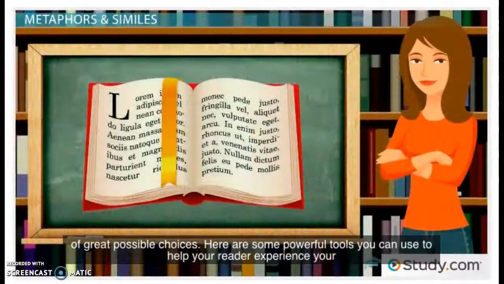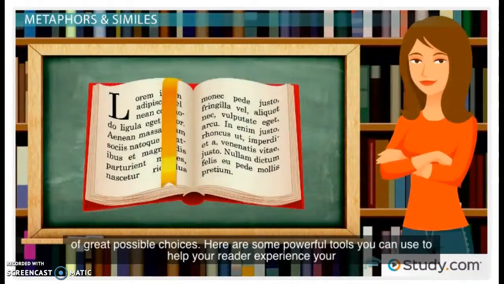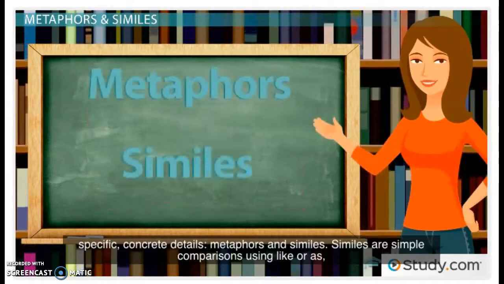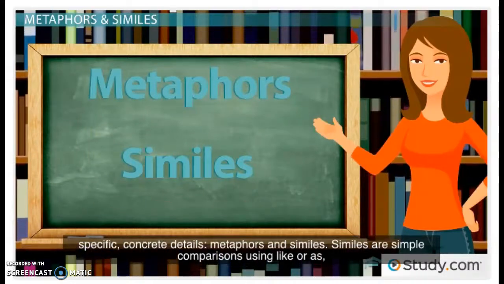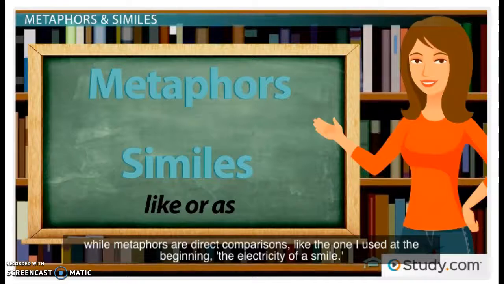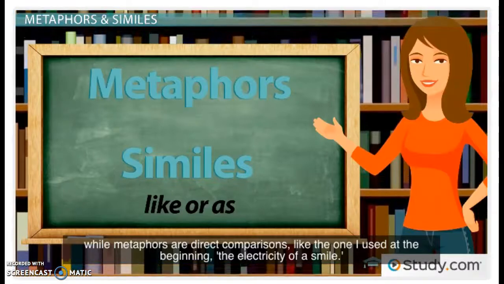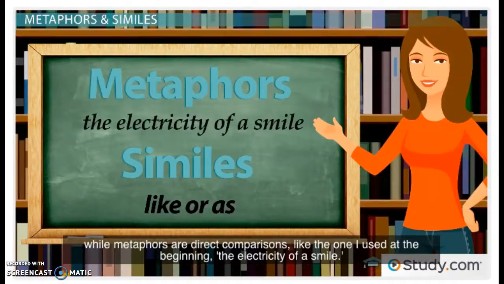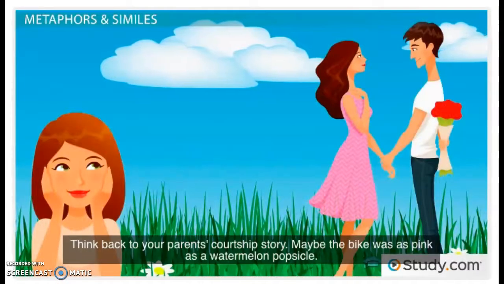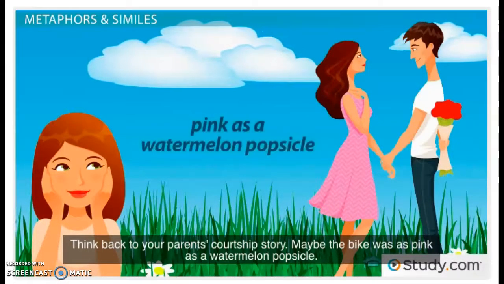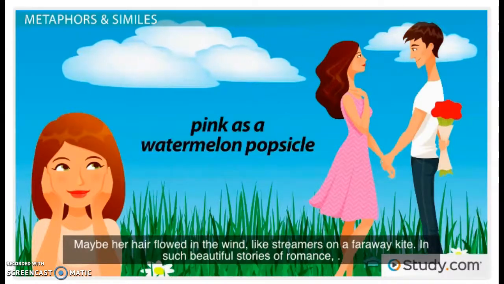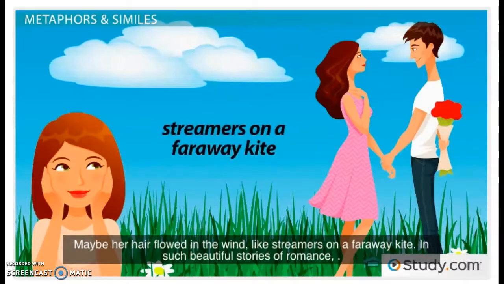Here are some powerful tools you can use to help your reader experience your specific concrete details: metaphors and similes. Similes are simple comparisons using like or as, while metaphors are direct comparisons, like the one I used at the beginning, the electricity of a smile. Think back to your parents' courtship story. Maybe the bike was as pink as a watermelon popsicle. Maybe her hair flowed in the wind like streamers on a faraway kite.